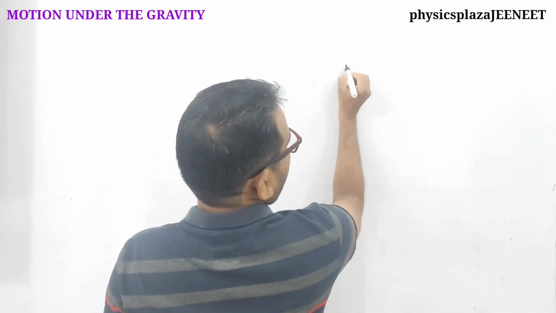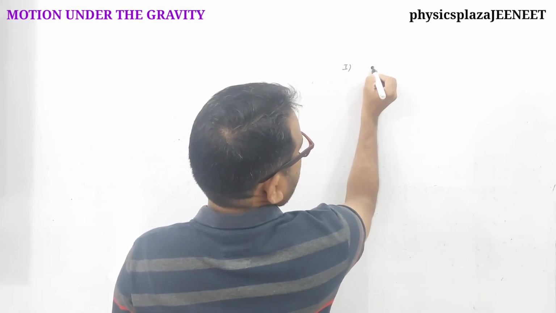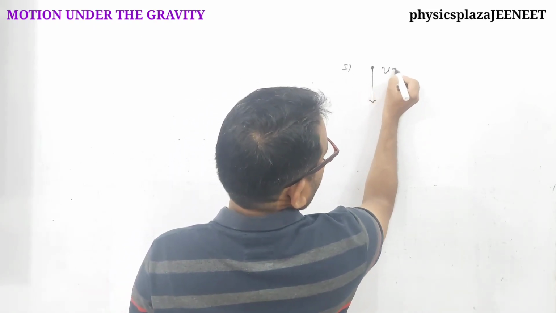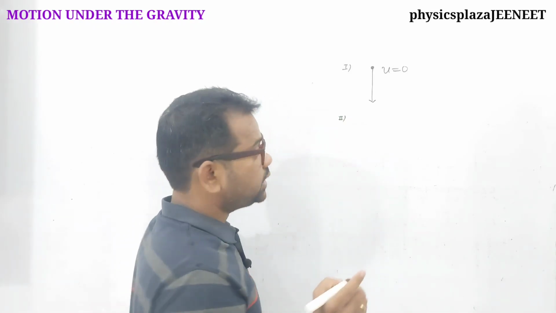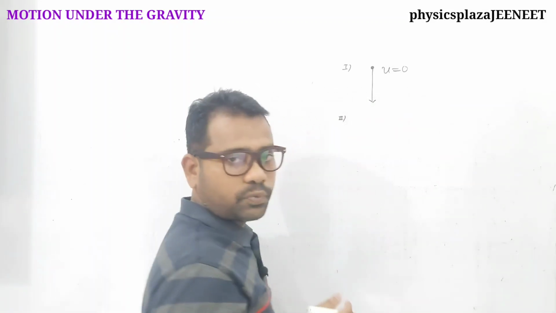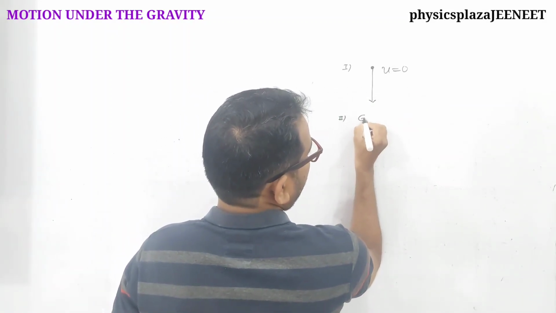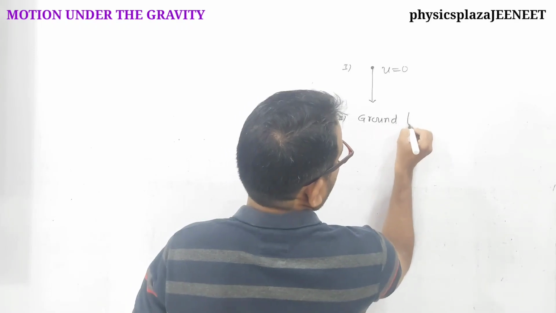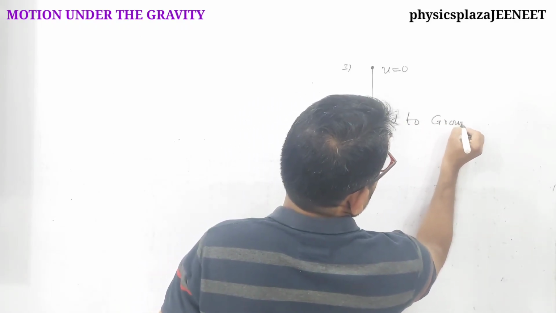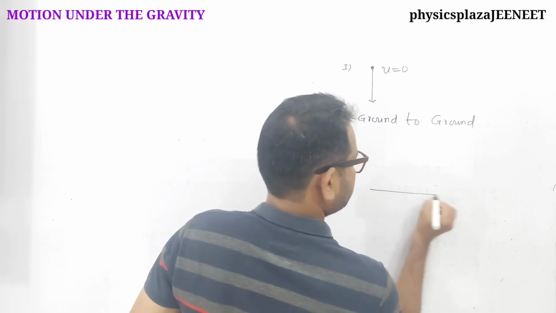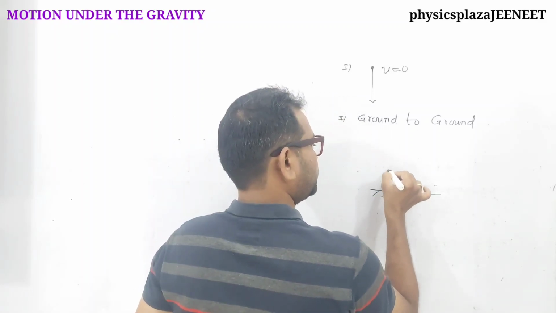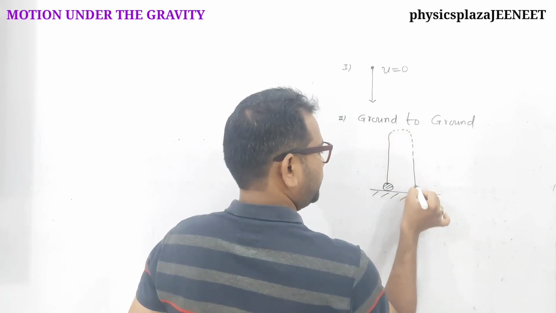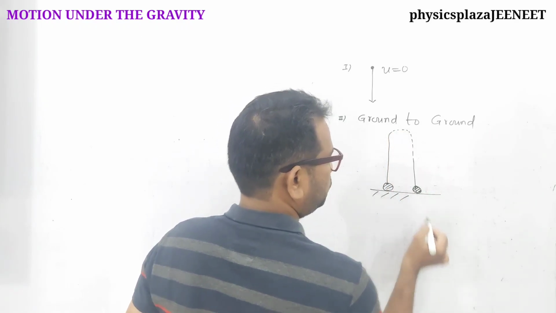So children, for motion under gravity, we actually have 3 cases. The first case is the body just falling freely, where the initial velocity is 0. The second case is ground to ground. Ground to ground, which means what here? For example, this is the ground, children. From here we are throwing a body, so it goes like this, reaches maximum height, and again comes back. This is ground to ground.